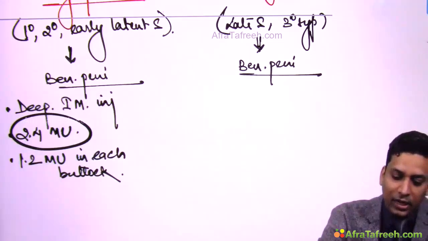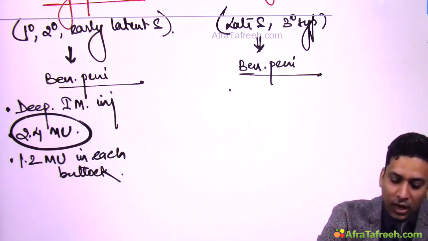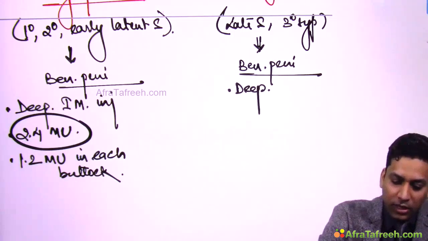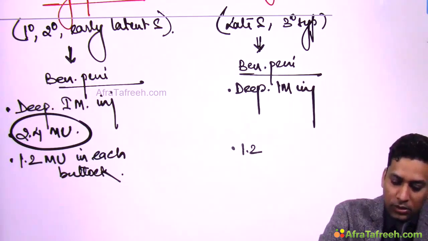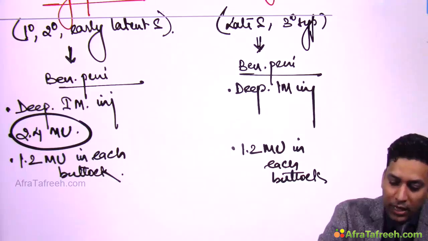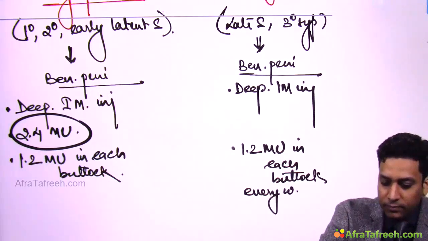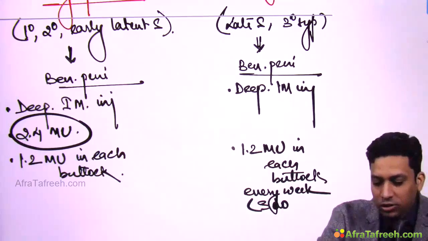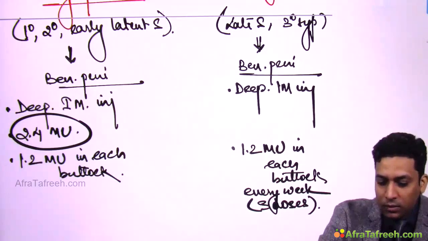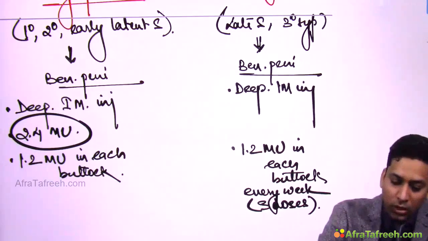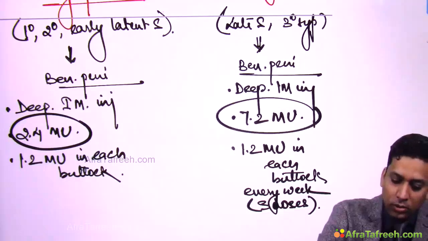But in late latent syphilis and in tertiary syphilis, we again give the injection by deep intramuscular injection. The dose is the same, that is 1.2 million units in each buttock, but every week, for 3 consecutive weeks, that is 3 doses are given. So if 3 doses are given, the total dose becomes how much? 7.2 million units. So this is the difference.